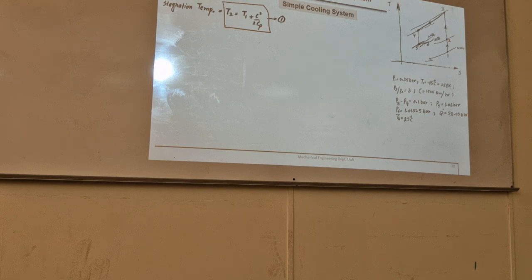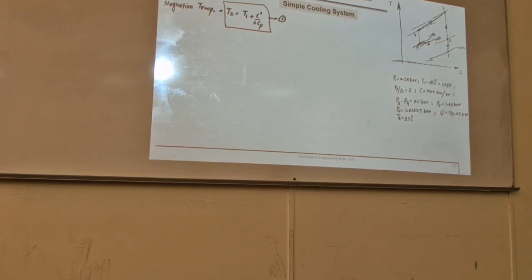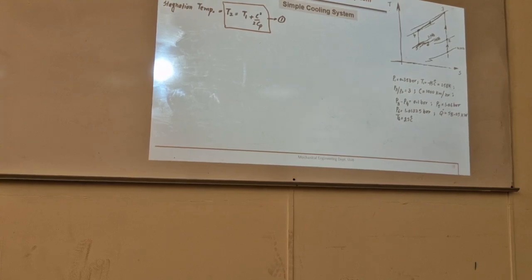Just see the theory. So we have this equation. C is the velocity. Cp is the specific heat of air. The derivation is there in the theory, which we covered last time. So this equation can be used to find out T1, T2, the stagnation temperature.